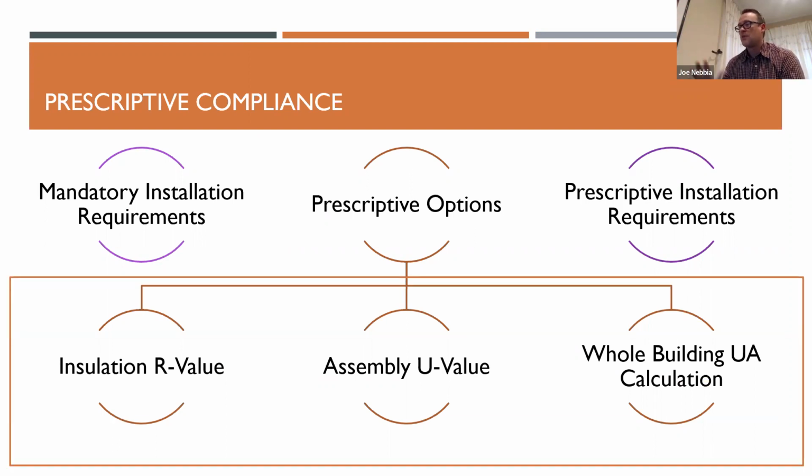Within the prescriptive path, though, there are several options for compliance. I talked about insulation R-value, assembly U-value, so that's the whole wall or the whole attic, or a whole building UA, and that would be an area weighted average of the U-value. So it's taking the area weighted U-value of your walls, ceilings, floors, basement walls, windows, and it's creating an ability to trade off as long as the whole building meets that area weighted U-value. And I'll talk more about that in detail in a little bit.